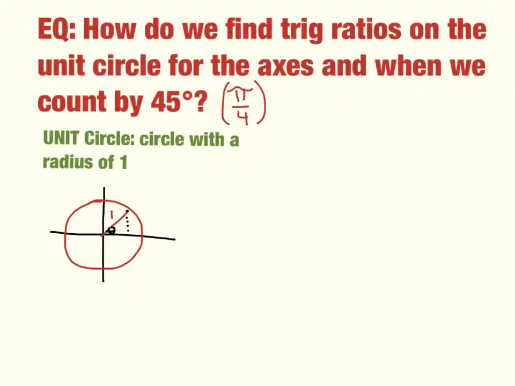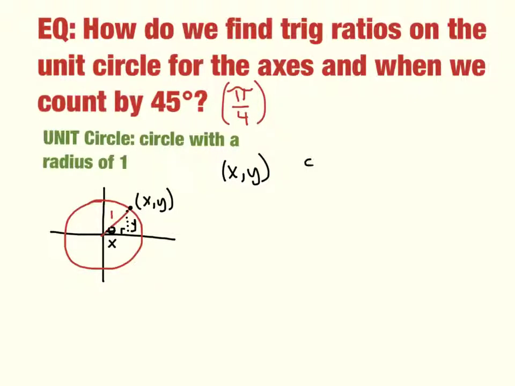So if I were to drop the altitude and make a 90-degree triangle, well, this triangle has a base of x and a height of y, because this point on the circle is at some x, y coordinate. So this x and y, we're going to come back to that.